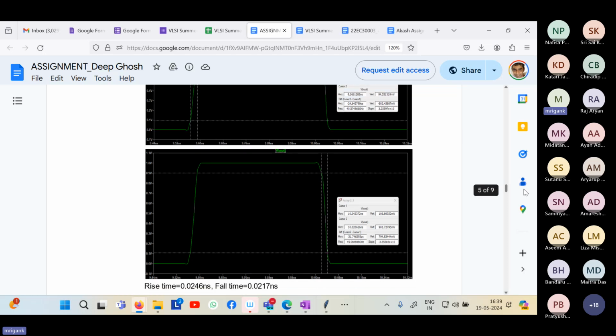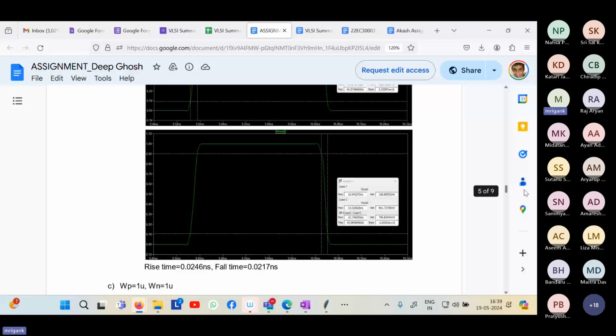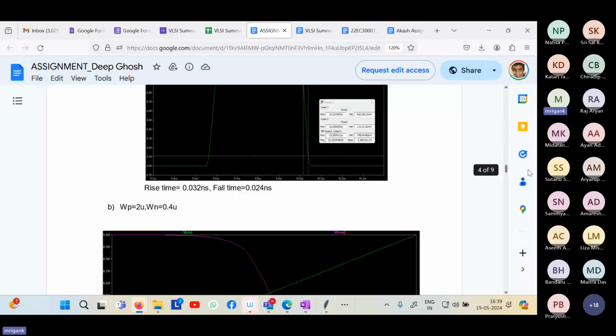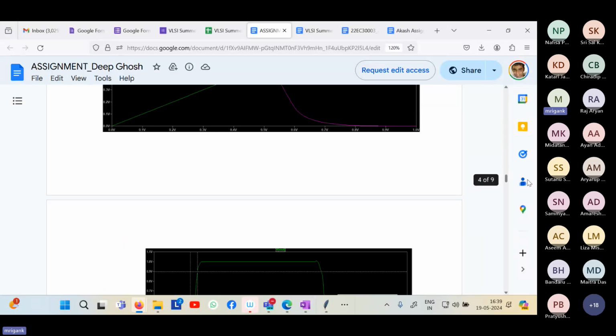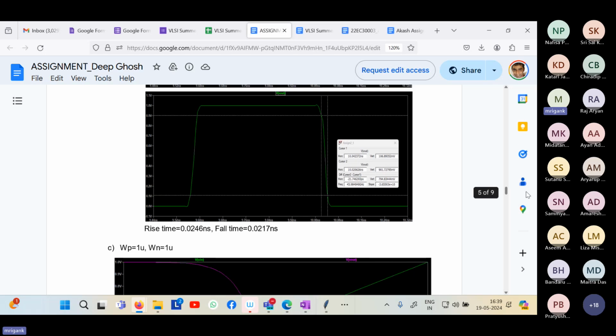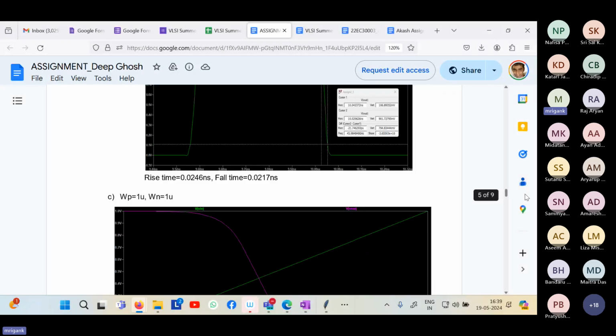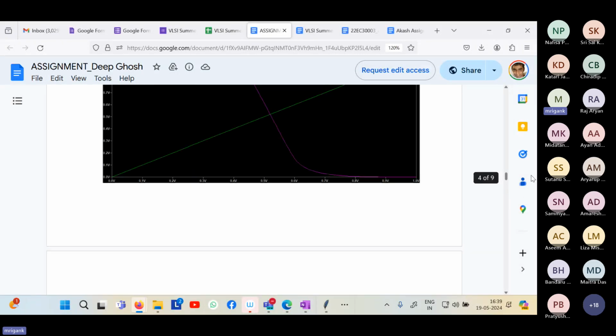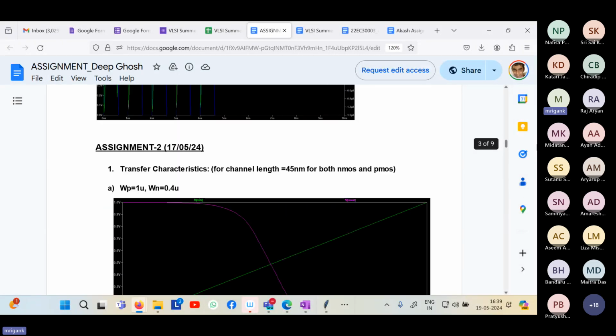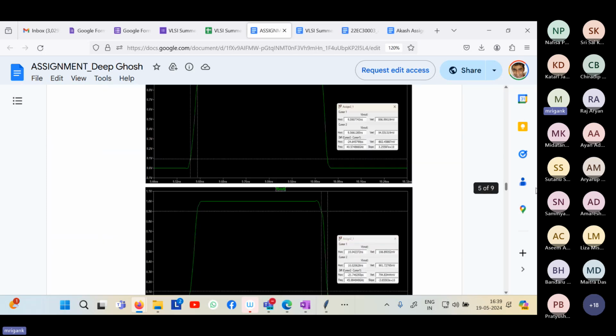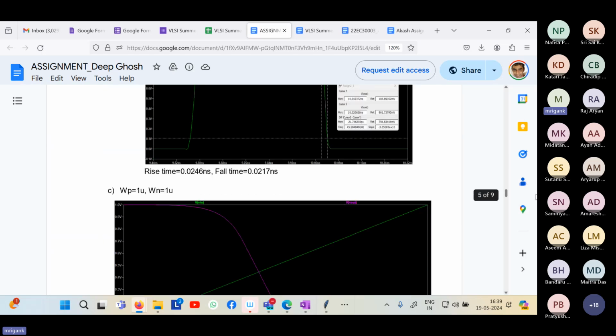Fall time is remaining similar because again we have not changed. So here the fall time was initially 24 picosecond. Here it is slightly improving. It is becoming close to 22 picosecond, but major change is there in the rise time. And the second case WP, WN. WP is same as the first value. I think it was initially 1 micro only. So WP is same as 1 micro, but WN has been increased to 1 micro.